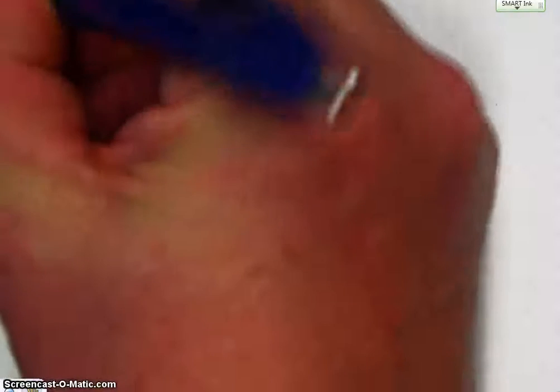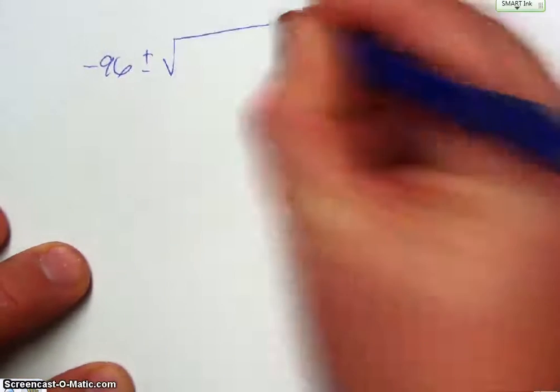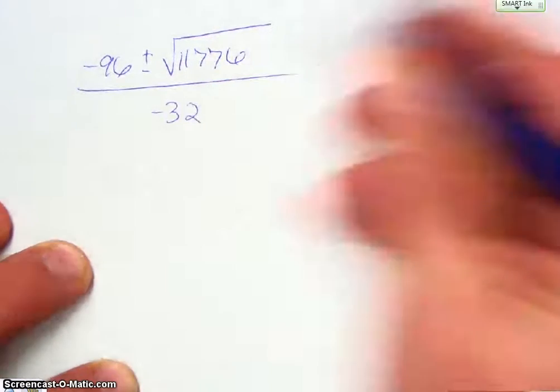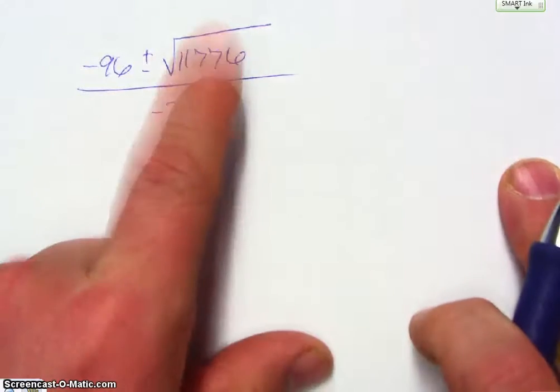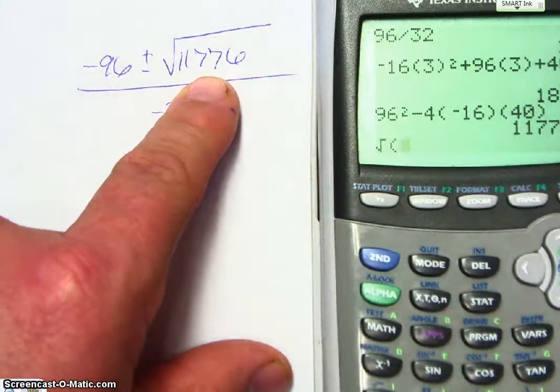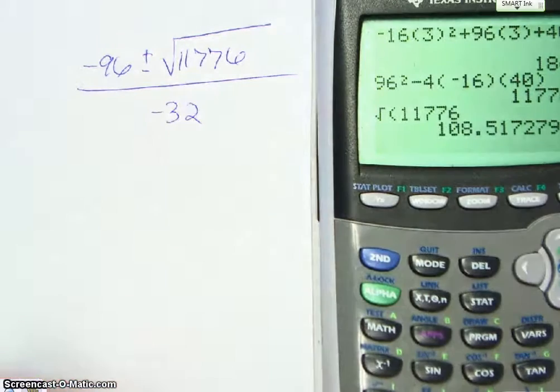So then we can put this to the other side and we'll finish it up. So we have negative 96 plus or minus the square root of 11776 all over negative 32. Since this is a large number, I'm going to see if it's a perfect square. So I'm just going to take the square root of 11776. No, it's not a perfect square.